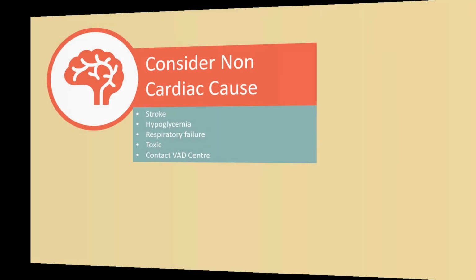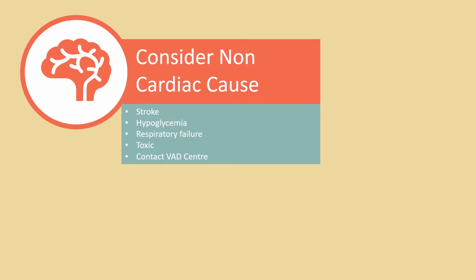So we look at non-cardiac causes. These are your standard things that you would think in a normal patient: stroke, hypoglycemia, respiratory failure, or toxidrome. But importantly, what you want to consider here is that the VAD's not working for some reason, and this could be related. Maybe the VAD's thrombosed and they've had a subsequent stroke. So you don't want to forget that, and you want to loop in. You have time because your patient's hemodynamically stable, so you want to contact the VAD's center to troubleshoot this.